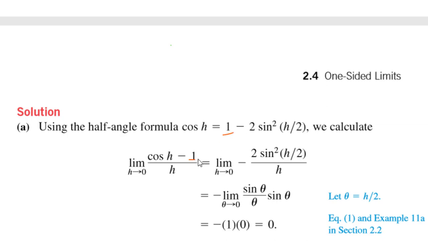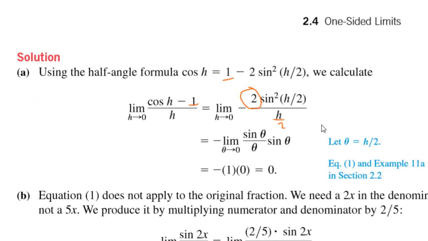This one and this, they are gone. So we got just minus 2 sine squared h over 2. And here, this 2 goes down here. And from this part, we can say theta equals h over 2. We'll replace h over 2 by theta: sine theta over theta times sine theta. This expression, according to the theorem, is 1. And when theta tends to 0, sine theta is 0. Minus 1 times 0 is 0.